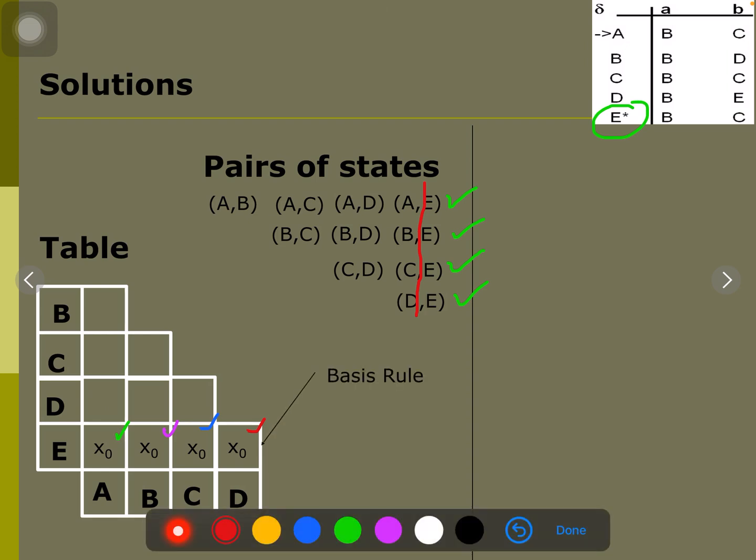We apply the basis rule. Right. What are the remaining pairs of states? AB, AC, AD, BC, BD, CD. These pairs of states can be taken into step 2, that is the induction step.